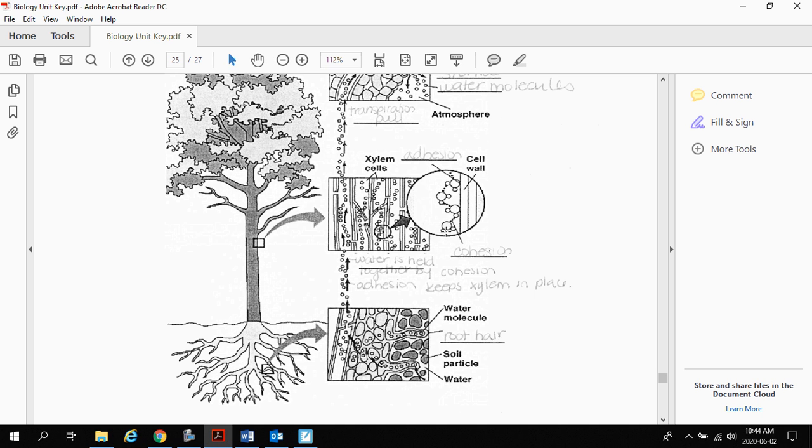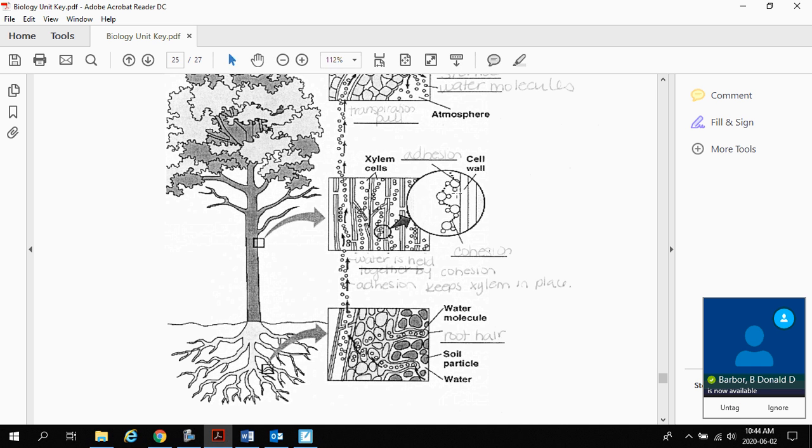So this is representing it. This little thing that looks like an upside down Mickey Mouse head is water. These two little dots are hydrogen, the big dot is oxygen, and that holds on to the next water molecule. So this is cohesion. They hold on to each other.